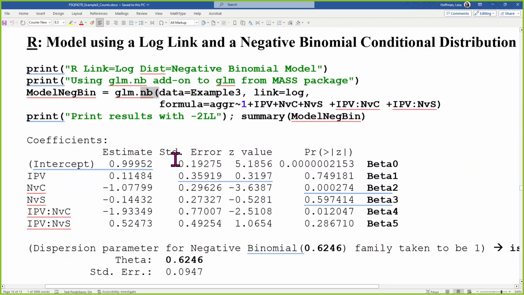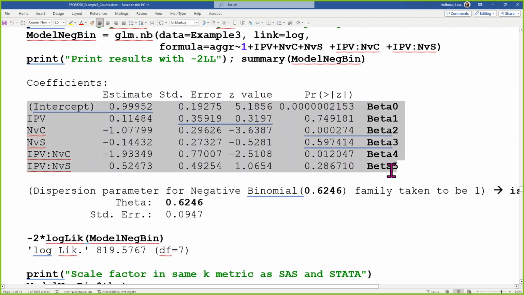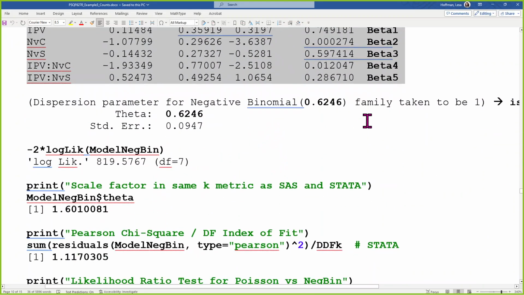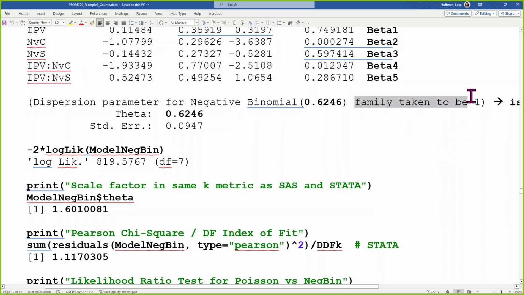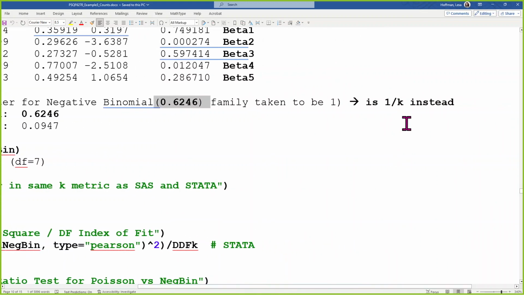So this one gave me coefficients that matched the other packages, and then it gave me this thing. Dispersion parameter for negative binomial is 0.62, family taken to be 1. Okay, no, it's not taken to be 1 anymore. Stop it. That was what the Poisson model output said. But then this number is not 1.6, which is what I was looking for. So then I figured out after considerable trial and error that it's the inverse. It's 1 over k, just because this stuff isn't hard enough as it is.